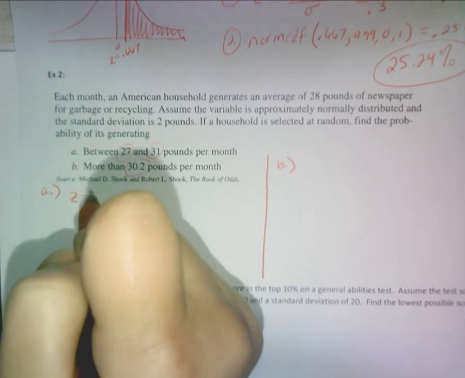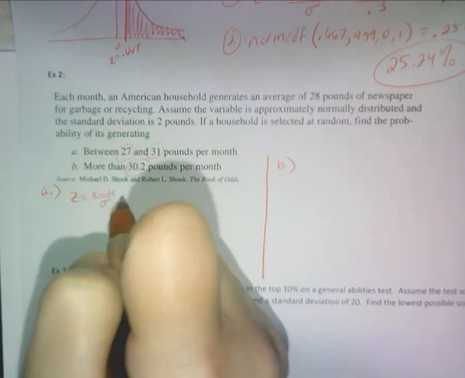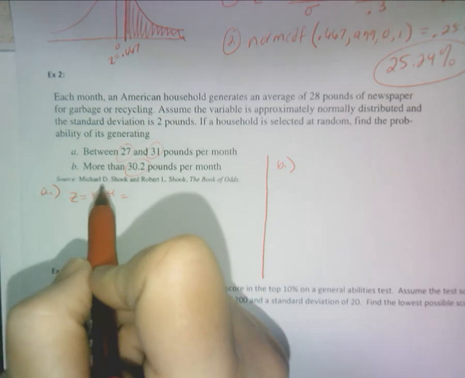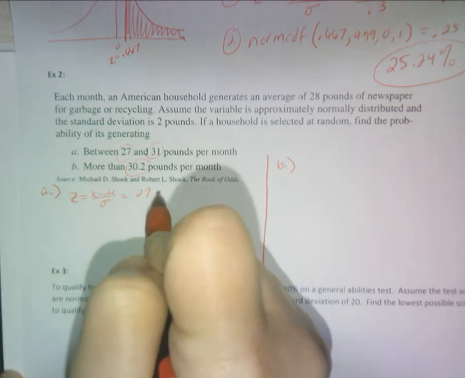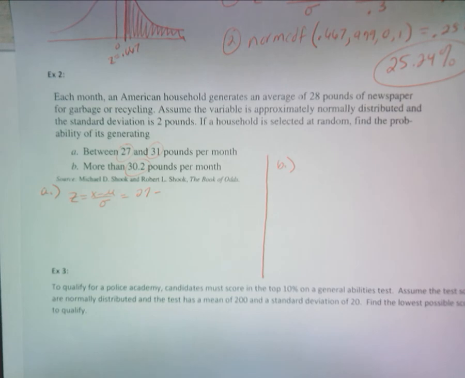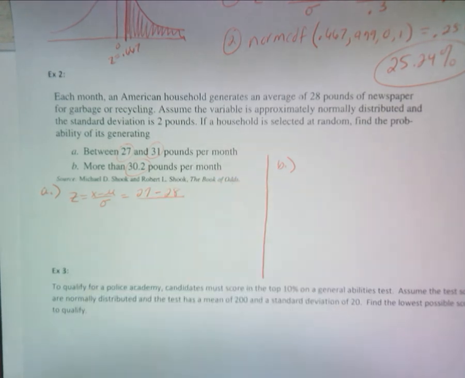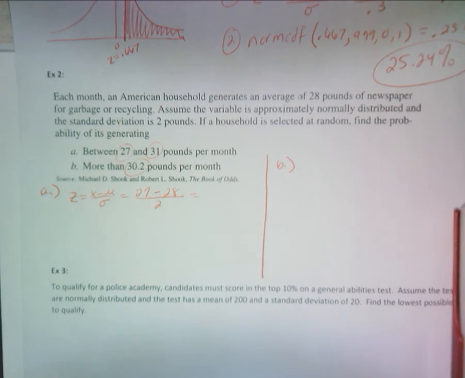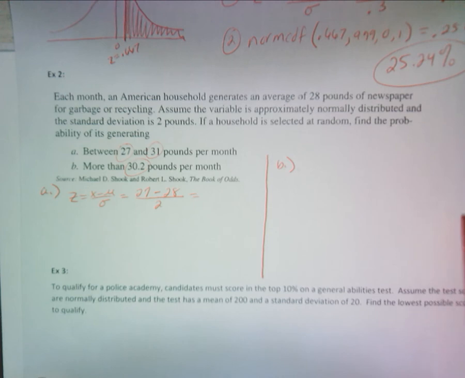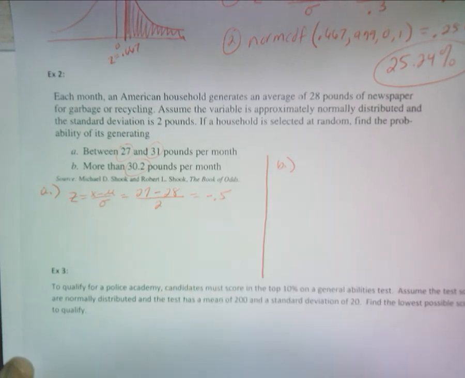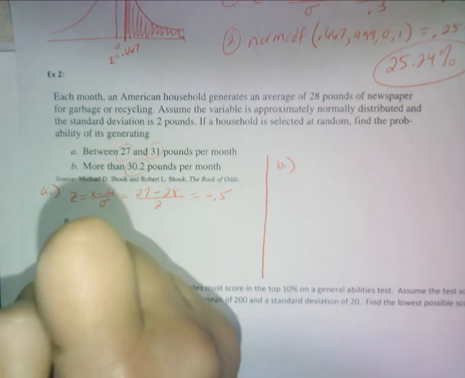Z is equal to X minus mu over standard deviation. What would be my X? 27. What's my mean? They told us the average in the story. 28. And what's my standard deviation in the story? 2. And so that is negative 0.5. That's the Z. Okay. Let's do it with 31 also. Find the Z.